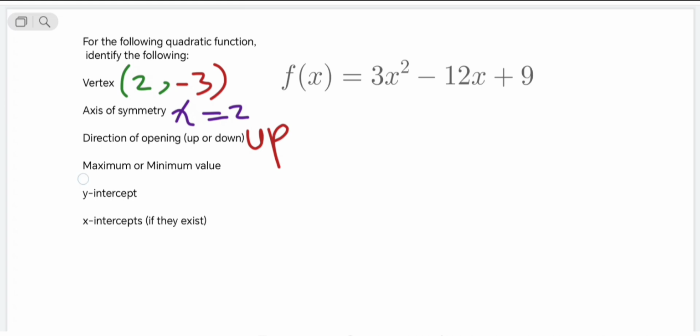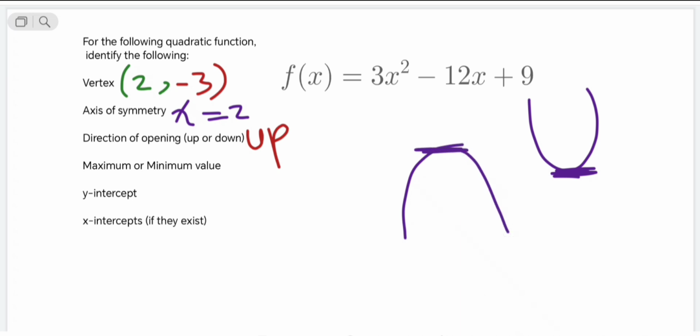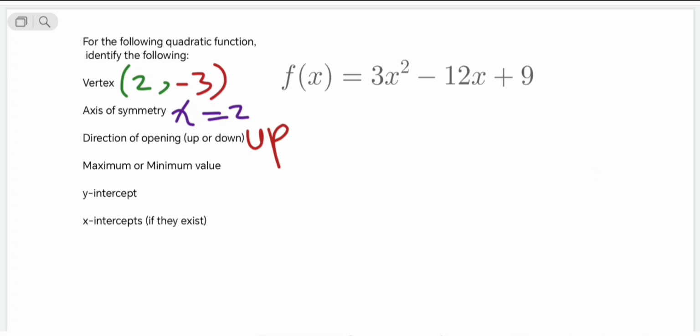Now maximum and minimum value, as I showed you in the graph, the maximum and minimum value is the value of y at the vertex. So is it a maximum value or minimum? Because it opens up, it is a minimum value. If it opens down, then it is a maximum value. So it opens up, so minimum value, which is right, minimum. Okay, I can cross this one out. It is minimum value, not this one, minimum value, which is minus 3.